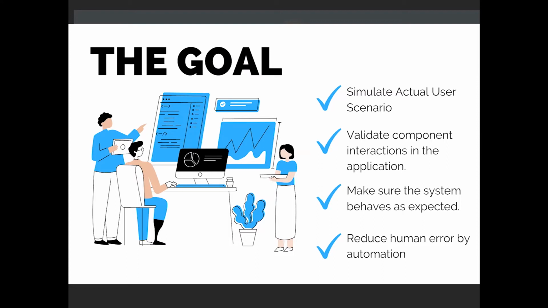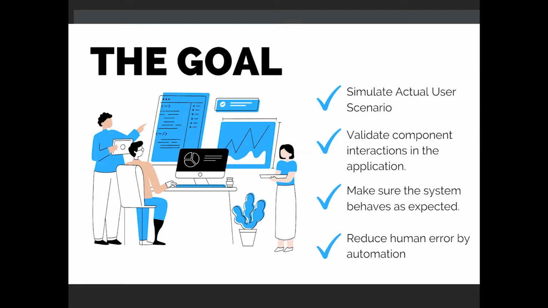So that you will know if checking this checkbox works, if the login button works, if this password is able to handle a certain number of strings and characters. And then the next one is that it makes sure that the system behaves as expected. So this is technically the purpose of the test, right? Make sure that the system is as expected. And last but not the least is to reduce human error by automation. Actually, there's an add-on to this one. It also makes your test faster.